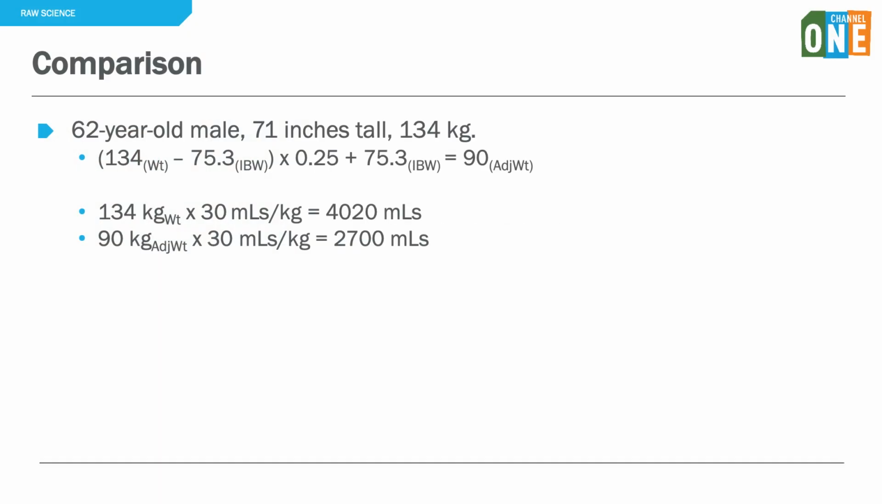Now let's compare requirements calculated using the adjusted body weight and an actual body weight in a 62-year-old male that is 71 inches tall and weighs 134 kilos. So 134 minus ideal weight, 75.3, times 0.25 plus 75.3, the ideal body weight, gives us an adjusted weight of 90 kilos. Taking 134 kilos times 30 mL per kilo gives us 4,020 mLs, which could lead to fluid overload. With the adjusted weight of 90 kilos at 30 mL per kilo, we get 2,700 mLs, which is a much more reasonable fluid volume.